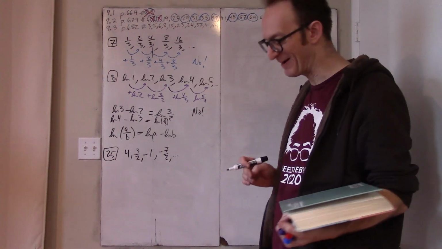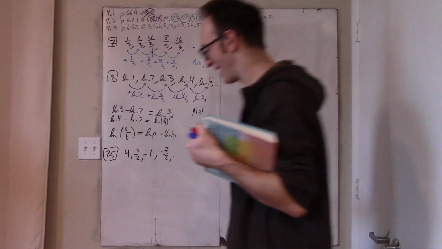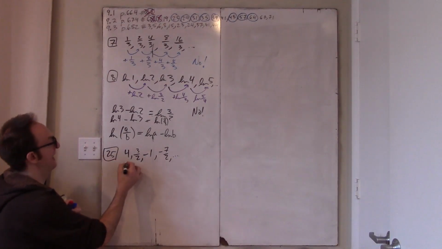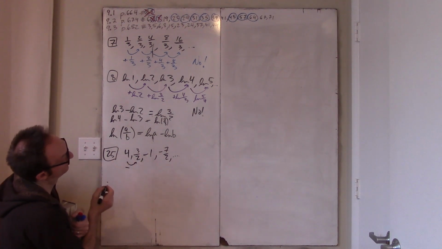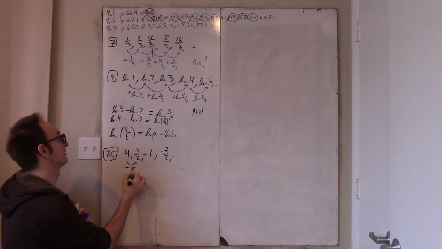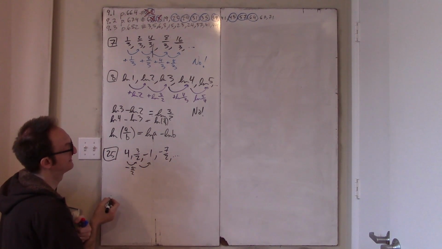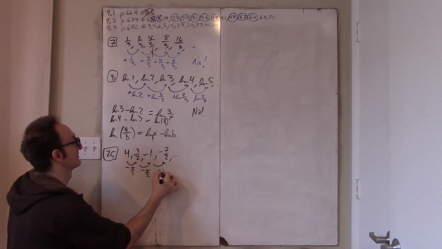Okay, though I want an explicit formula for the nth term of this arithmetic sequence. Well, I think I can do that because what's happening here is I am going down by 5/2, right? And here I am going down by 5/2, and here I'm going down by 5/2.